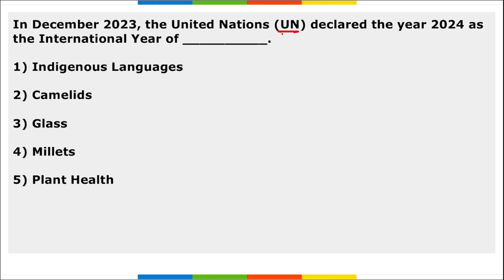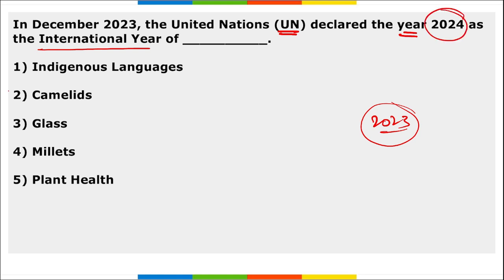Next, in December, UN declared the year 2024 as the International Year of Dash. So we know International Year of the Millets was the year 2023. 2024 has been declared as the International Year of the Camelids. Correct? And it is to raise awareness of the economic and cultural significance of the camelids in protecting their ecosystem, assuring their food security, and also adapting to climate change. Right? And these camelids, remember, they are basically of the camel family only.